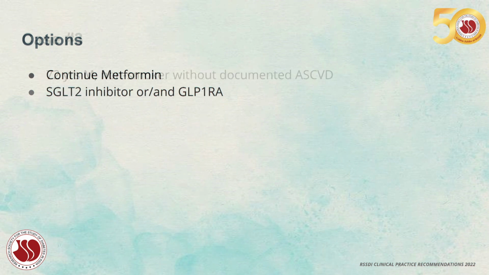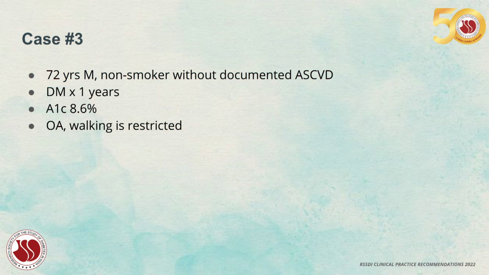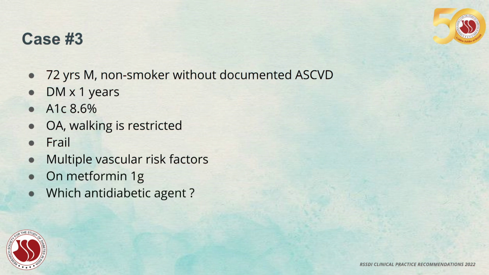Now you have another patient who is again same age, non-smoker, but no atherosclerotic cardiovascular disease, recently diagnosed diabetes, A1C also in the same range. But now this guy is frail. He has osteoarthritis. He is not able to walk properly. He is frail. He has risk of fall. And he has risk factors but no established cardiovascular disease, again on metformin. So what would you like to add?